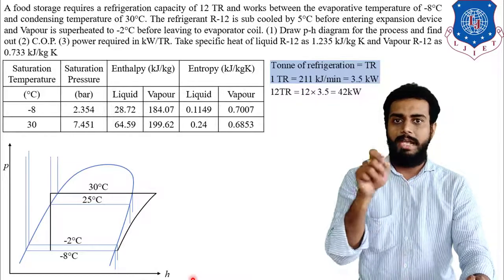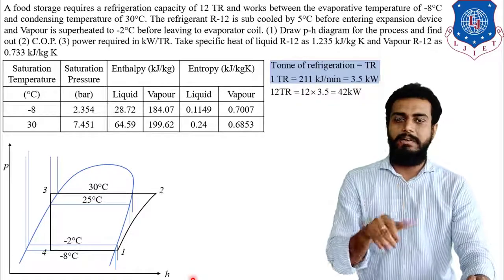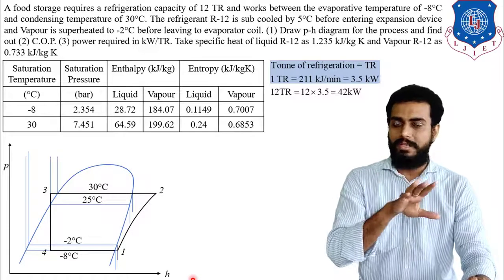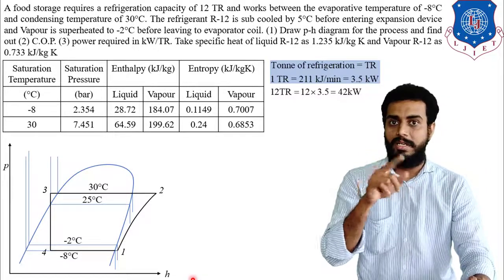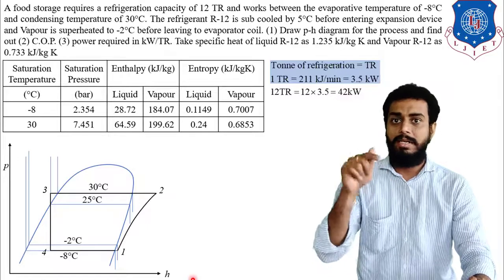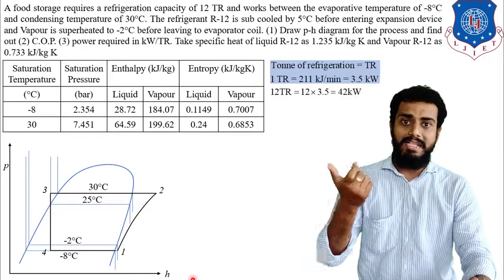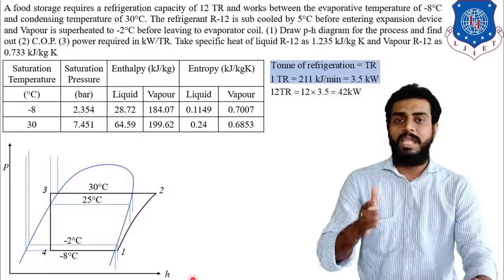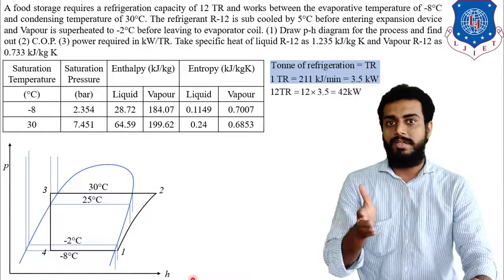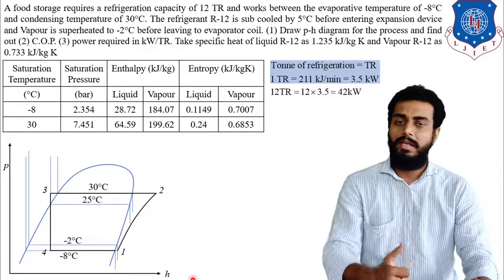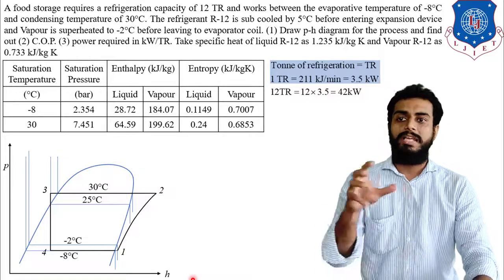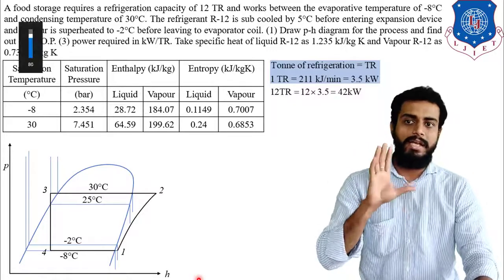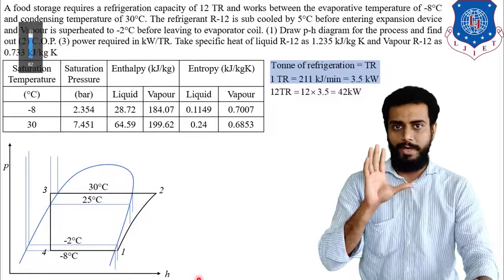Okay, so now we have named all the corner points as 1, 2, 3 and 4, right? So 1 to 2 will represent the isentropic compression. 2 to 3 will represent the constant pressure heat rejection in condenser. 3 to 4 will represent the isenthalpic process in the expansion device, and 4 to 1 will represent the evaporator or constant pressure heat addition process. Clear, students? Okay, so that is how you can draw the pH diagram from the given data. I hope everyone is clear up to this point.